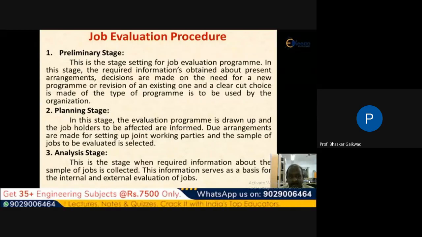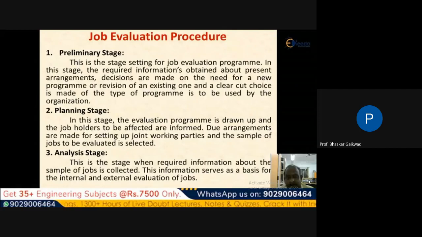Then it's the planning stage. Here the evaluation program is drawn up and the job holders to be affected are informed. See, if you are going to inform the laborers that we are going to do a job evaluation, you should be careful enough to dedicate yourself to doing this particular job. So they should be informed that your evaluation program is going to happen.